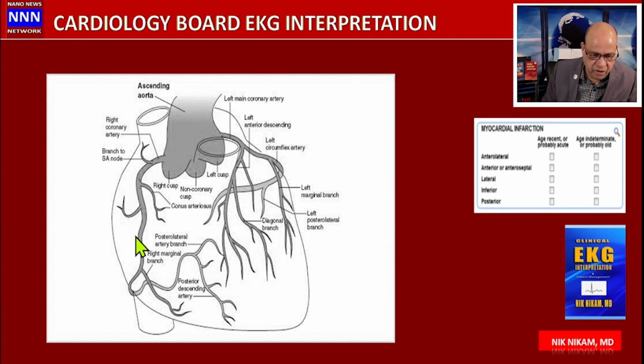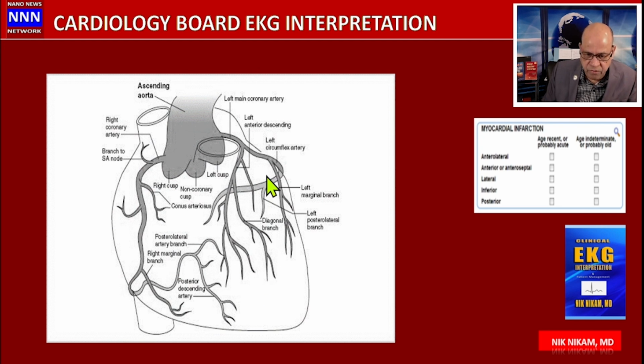Anyway, the right coronary artery gives rise to the posterior descending branch, which supplies the inferior wall. So if we see changes in the inferior wall, then we are talking about occlusion of the right coronary artery in 85% of the cases. And in 15% of the cases, the posterior descending branch is supplied by the circumflex trunk. In that case, it may be the circumflex trunk distal branches that may be occluded.